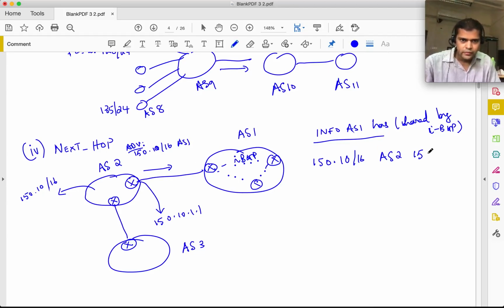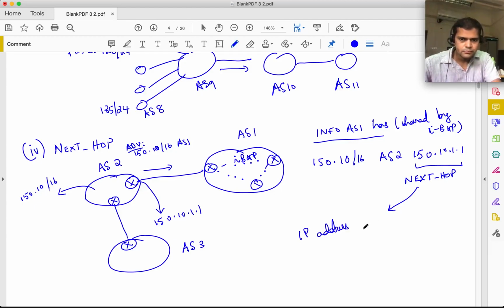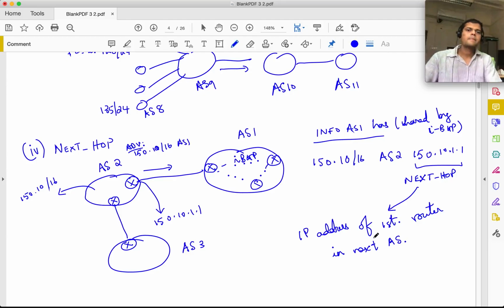Okay, so 150.10.1.1, and this is the next hop. So this is the IP address of let's say the first router in the next autonomous system. Okay, so essentially it's telling you which is the exit.